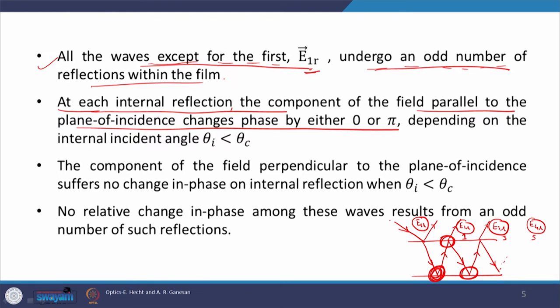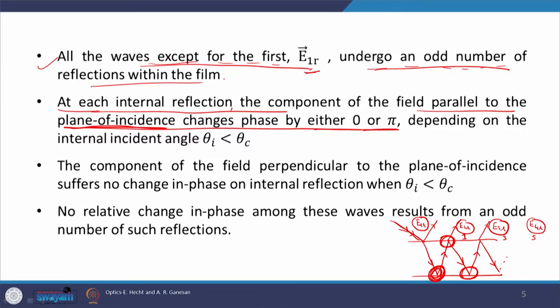If a wave is falling at the interface, and if the field is in the plane of the paper, because the plane of the paper will contain the incident ray, the interface, and the point of incidence, such a plane is called the plane of incidence. I repeat, the plane of incidence contains the incident ray, the point of incidence, and the normal to the interface. If the electric field of the incoming wave is in this plane, then its phase changes by either 0 or pi, and it depends on whether the internal incidence angle is less than theta c or not. Theta c is the critical angle.